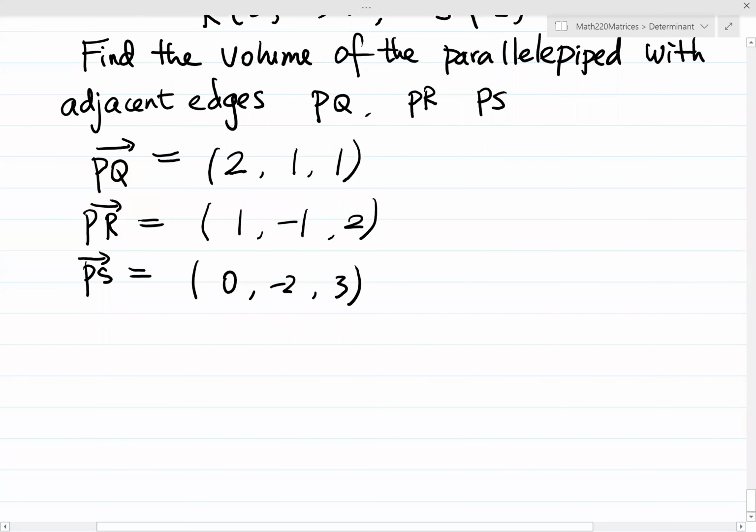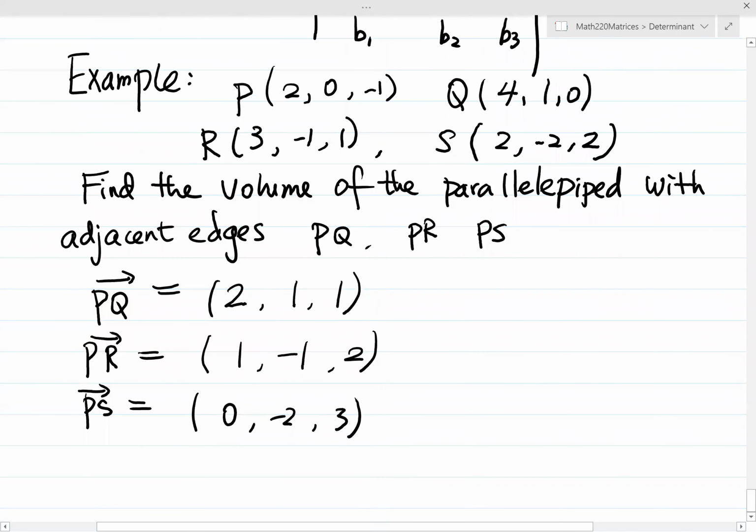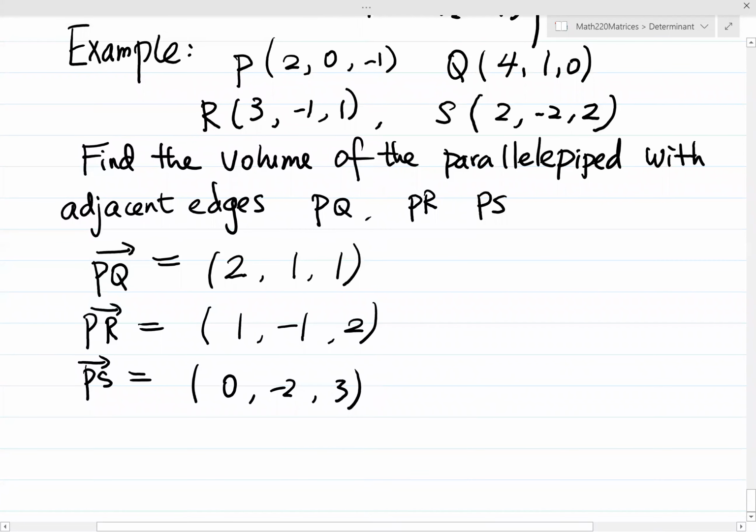Excuse me, Professor? Yeah? Shouldn't PQ be (2, 1, -1)? No, because PQ is Q subtract P. You see, the last entry is 0 subtract -1. Yeah, 0 subtract -1, so we get a positive 1. Okay.